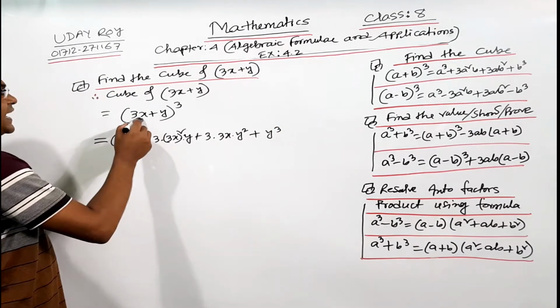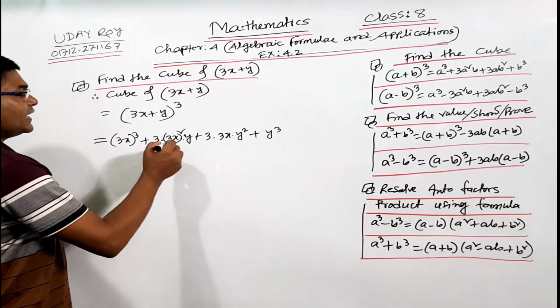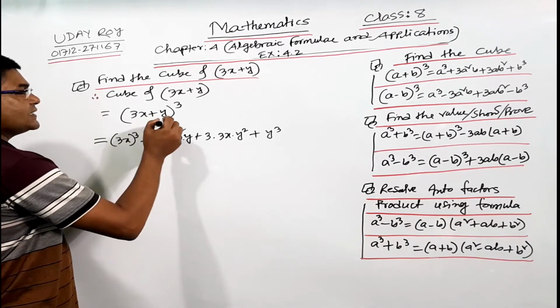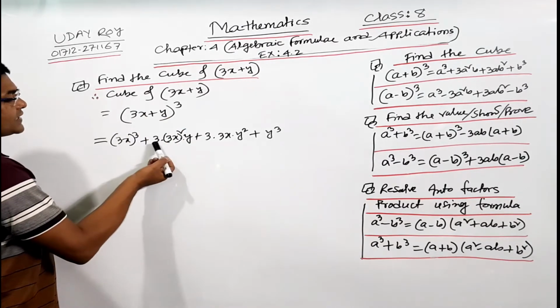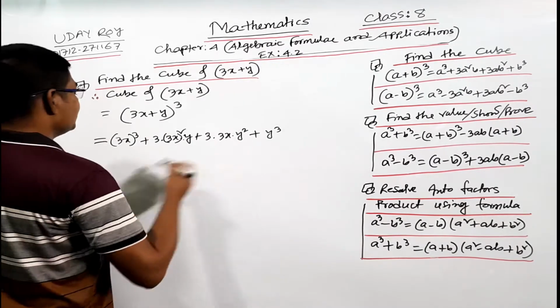3x plus y, this is a, that means a cube plus 3, that means 3a, 3x, this is a square b, this is a and this is b. For this, a cube plus 3a square b plus 3ab square plus b cube.